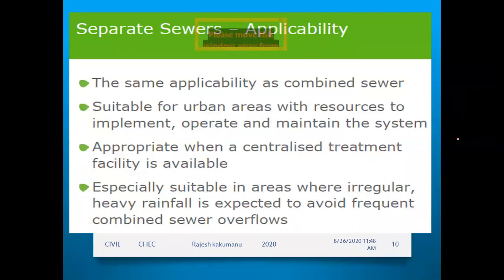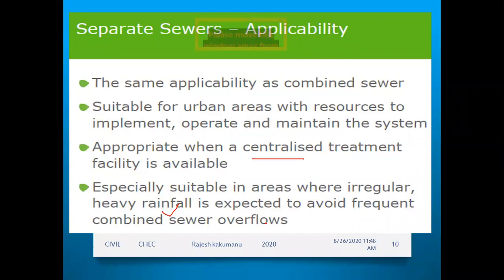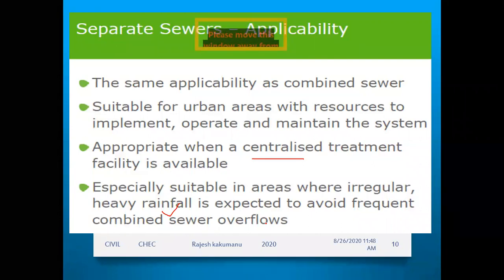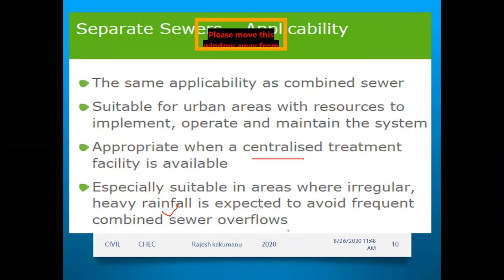Next, appropriate when a centralized treatment facility is available. Wherever the treatment plants are common for both, then it is more advantageous. Next, especially suitable in areas where irregular heavy rainfall is expected, to avoid frequent combined system overflows. So in places where overflows should not happen, and also wherever you are having irregular rainfalls, it is very useful for maintaining separate sewer systems to avoid what? To avoid overflow, right?